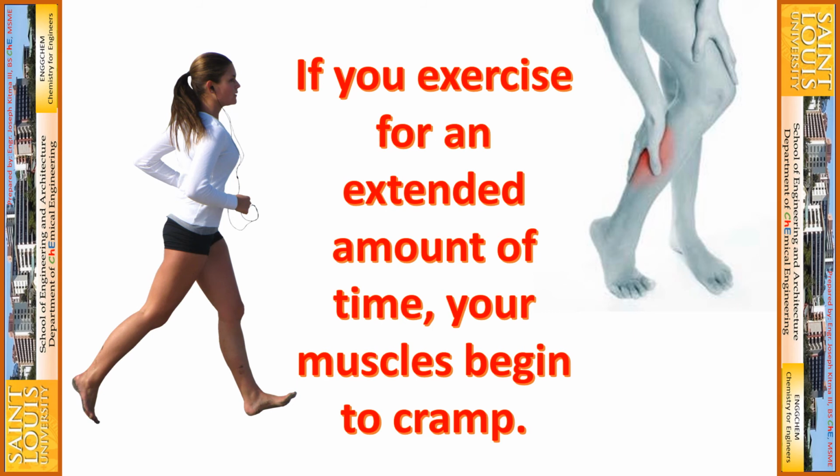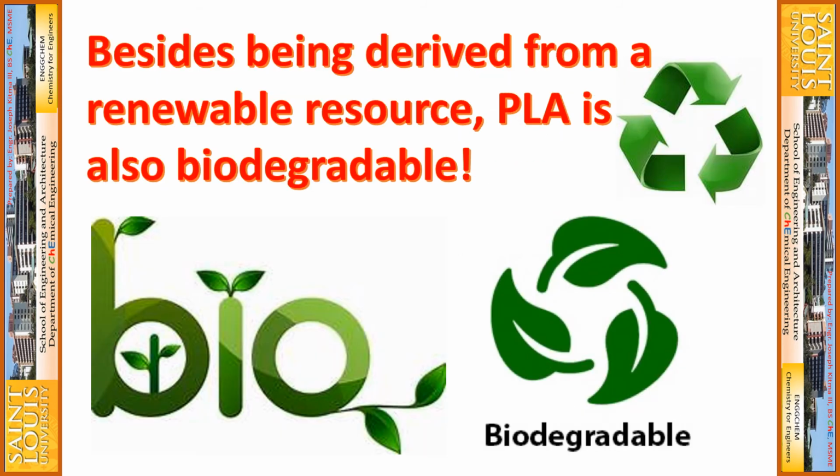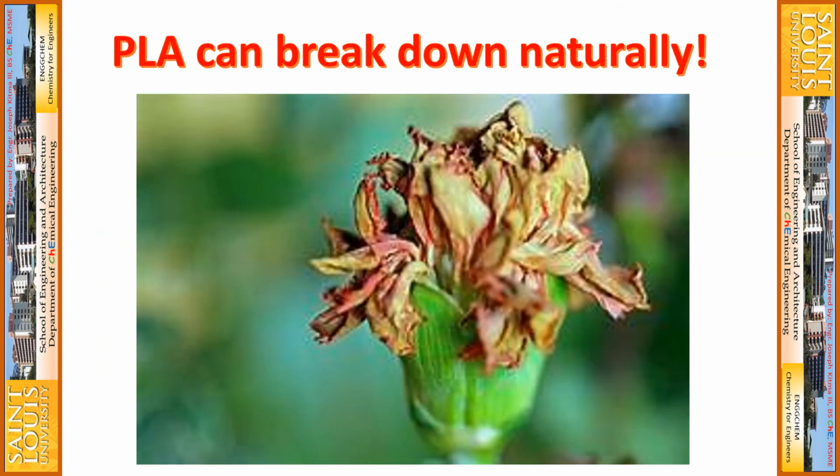If you exercise for an extended amount of time, your muscles begin to cramp. This system leads to the production of PLA due to insufficient oxygen in your muscle cells. Besides being derived from a renewable resource, the polylactic acid or PLA is a biodegradable material. PLA can break down naturally.